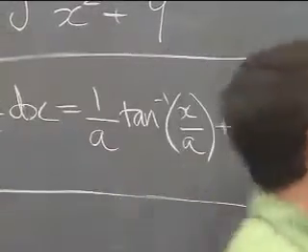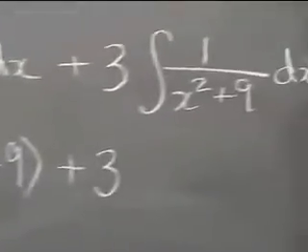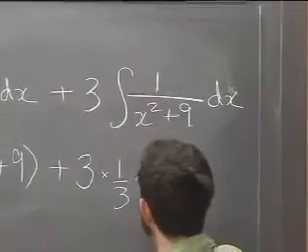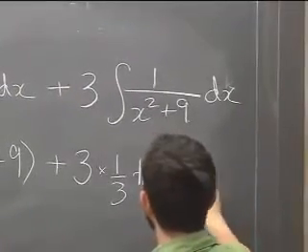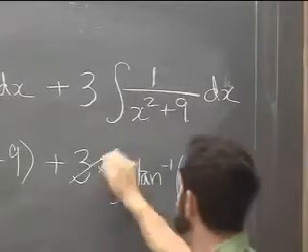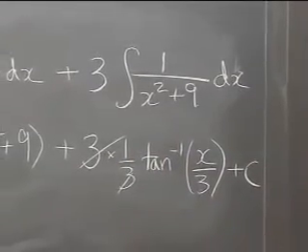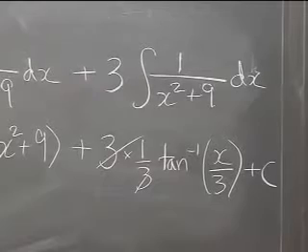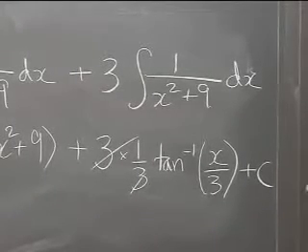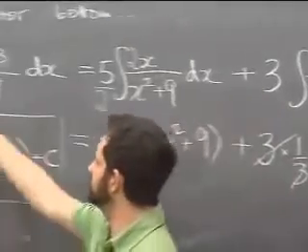So if you do this, and you recognize here that a happens to be 3, then you can just write down 1/3 inverse tan x over 3. And as it happens, this cancels out, and you have the simplified answer. Okay, so that's pretty much a canonical example if it's just x squared plus something.